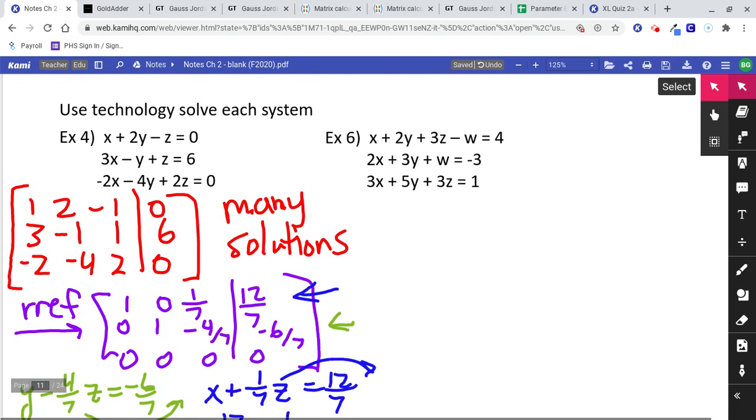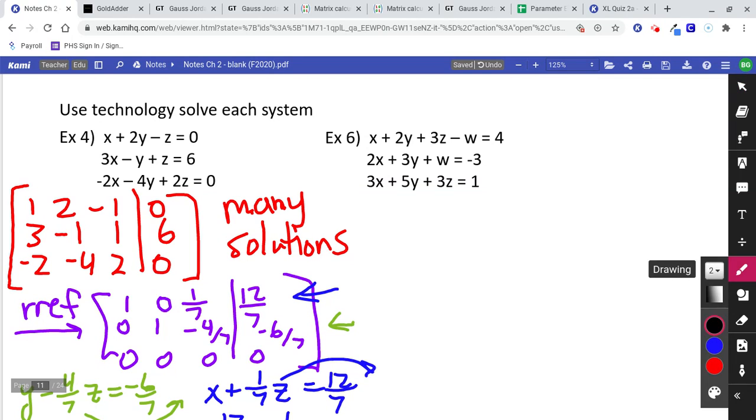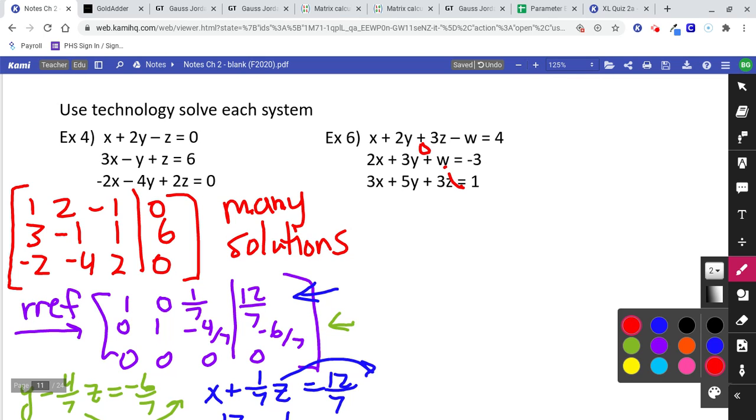So let's look at this one. I believe this should say example 5, but whatever, I said example 6. Notice it's got 4 variables this time. So if we did our augmented matrix, make sure you put 4 variables in there. The second one is missing a Z. The third one is missing your W. So, make sure you put that in there. Can't draw a 0.